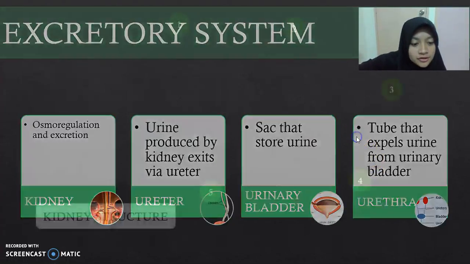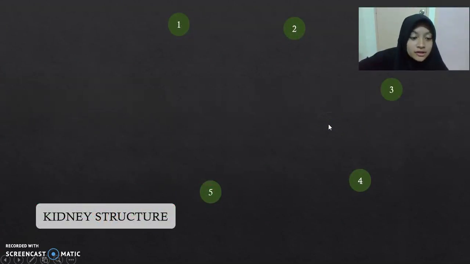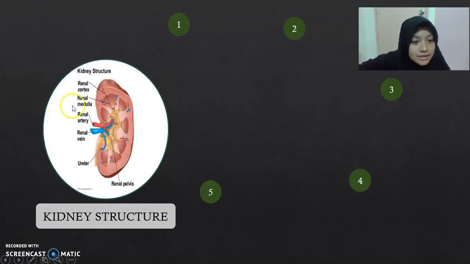So now moving on to the structures of the kidney. As we can see here, the outermost part of the kidney is the renal cortex. Over here, it's known as the renal medulla. The red hollow tube is known as the renal artery. The blue one is the renal vein. Over here is the renal pelvis, and attached to it is the ureter.